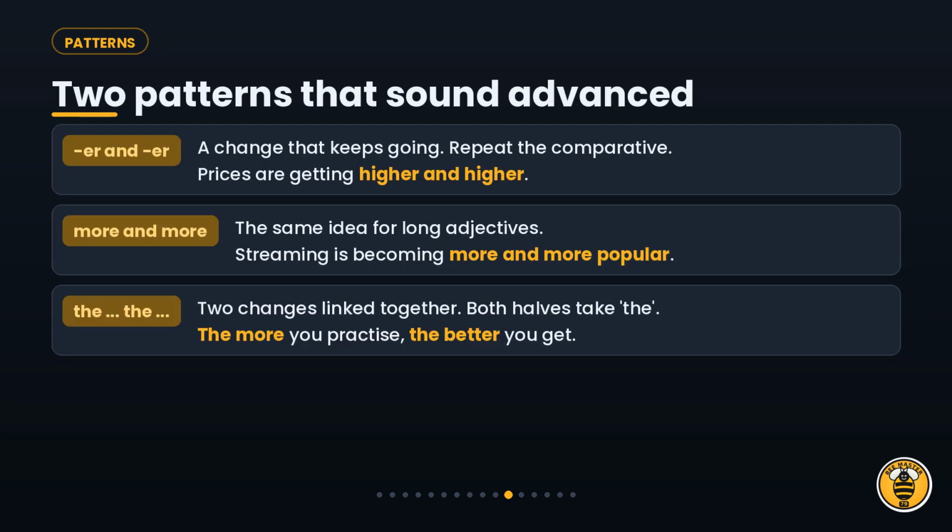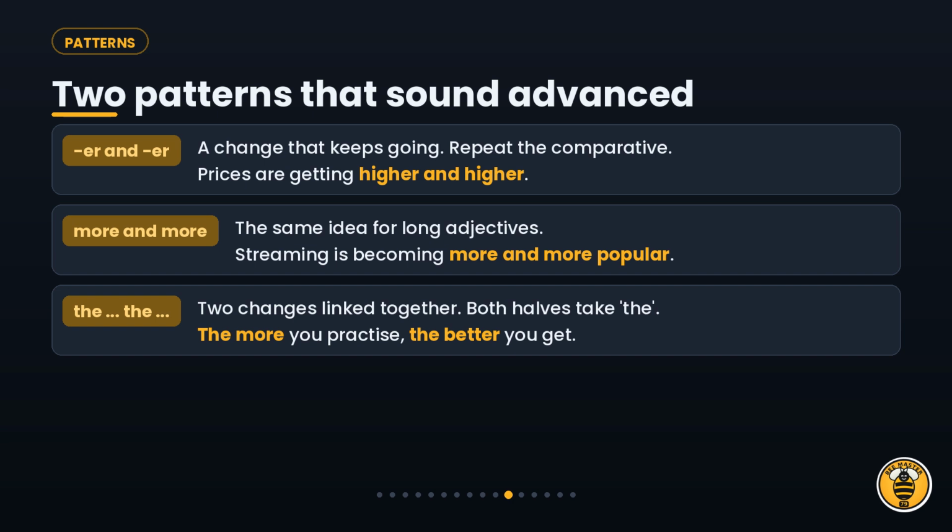Here are two patterns that will make your English sound noticeably more advanced. The first shows a change that keeps going. You simply repeat the comparative and join it with "and." Prices are getting higher and higher. The days are getting shorter and shorter. For long adjectives, it works exactly the same way. Streaming is becoming more and more popular.